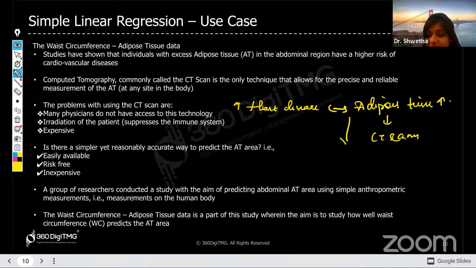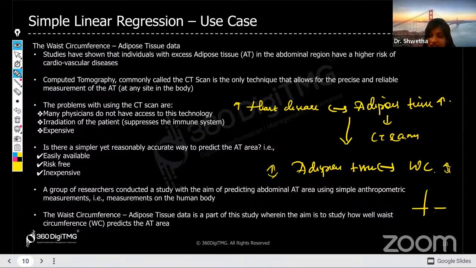So researchers came up with a new study wherein they found that this adipose tissue is directly dependent on the waist circumference, meaning if a person's waist circumference is changing, then the adipose tissue is also directly changing. They found a correlation, or a linear relationship, between these two.